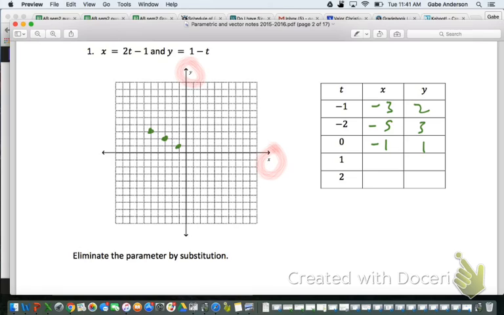When you plug in a 1, what do you get? 1, 0. Starting to see this pattern, I think. You plug in a 2, 3, and negative 1. Yep, agreed. So 3, negative 1.